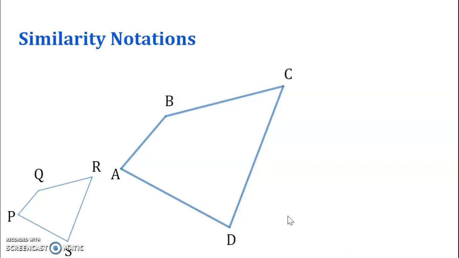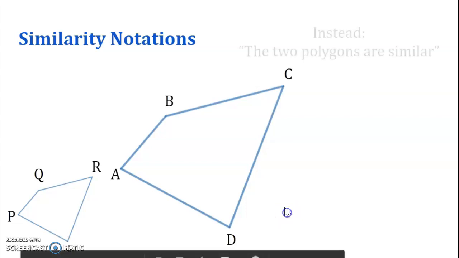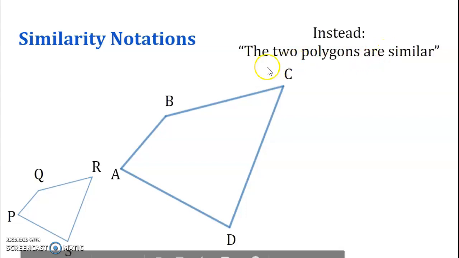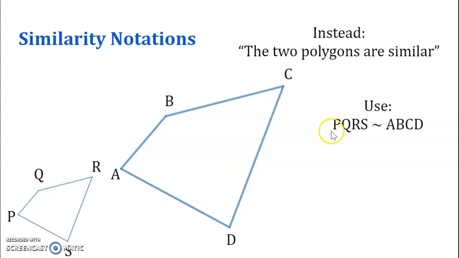So let's talk about similarity notations. How do we communicate two polygons are similar? Instead of saying that, we can use the letters and say PQRS with this squiggly symbol, and this is read as "is similar to." PQRS is similar to ABCD.